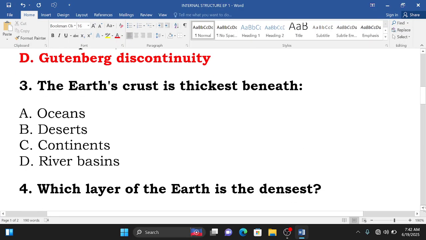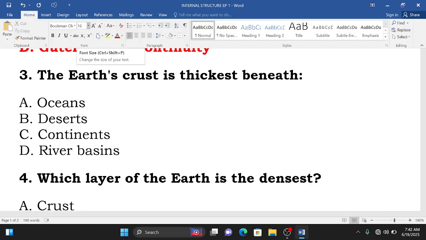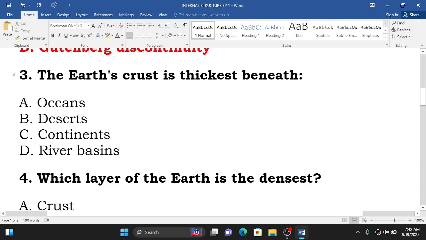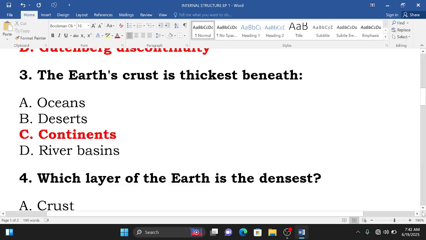Question number 3 is asking: the earth crust is thicker beneath A. Ocean, B. Desert, C. Continents, D. River basin. So the correct answer is C, where the earth crust is thicker beneath the continents. So the correct answer is C. We go to question number 4.